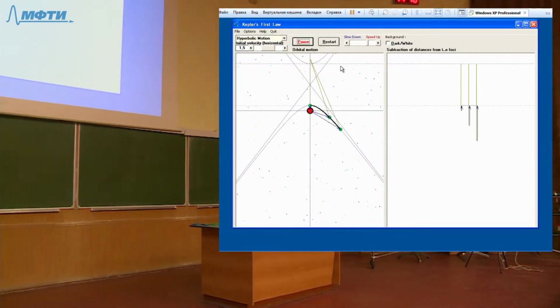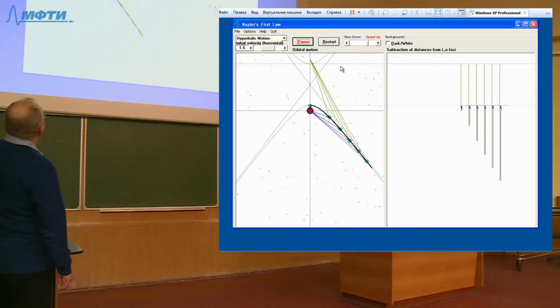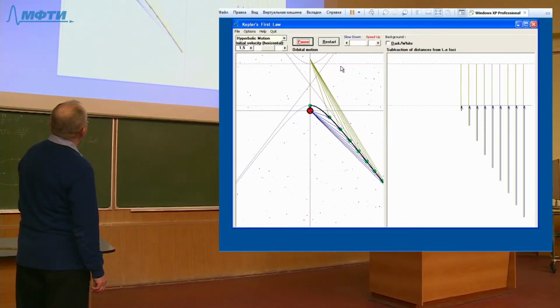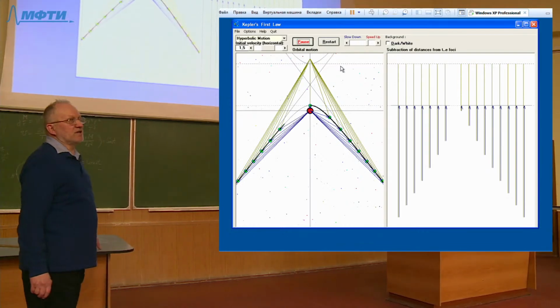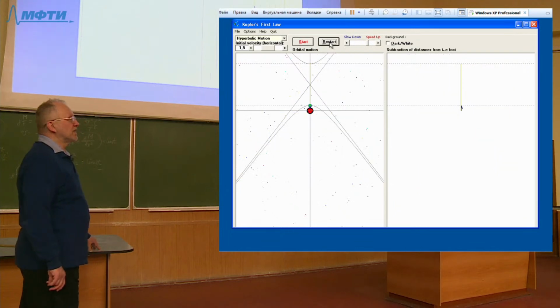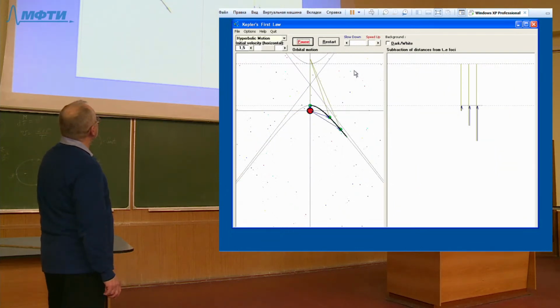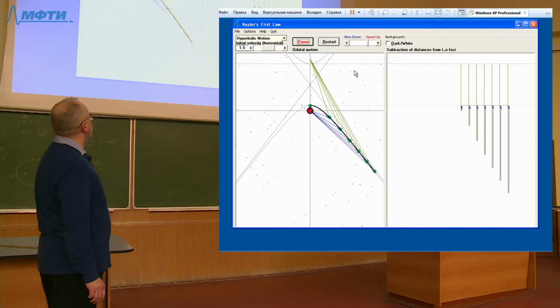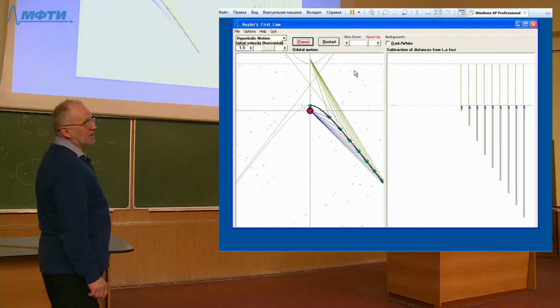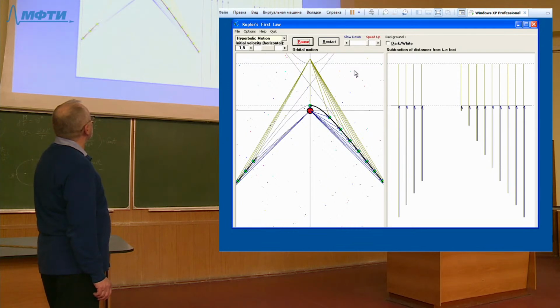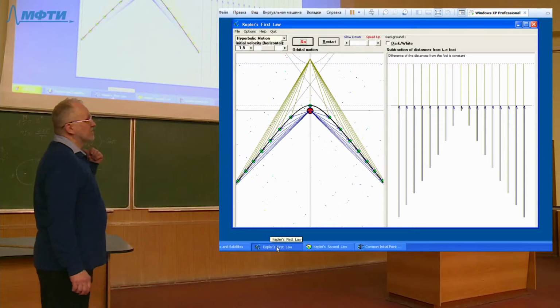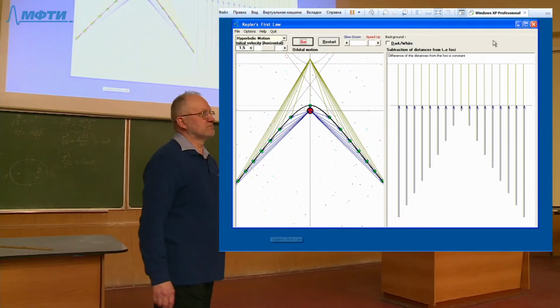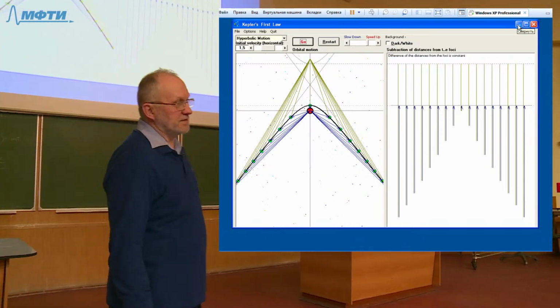Now we see the same thing when the trajectory is hyperbolic. And you recall that the trajectory is parabolic when the total energy of the moving body is 0. And when the total energy is larger than 0, then the trajectory will be hyperbolic. But the same Kepler's law will hold, that is, equal areas will be swept by the radius vector during equal time intervals.